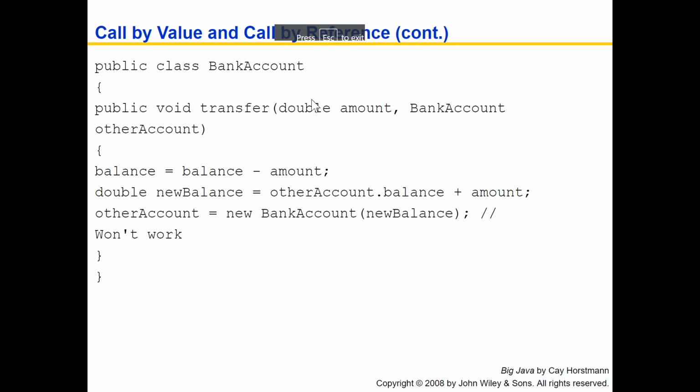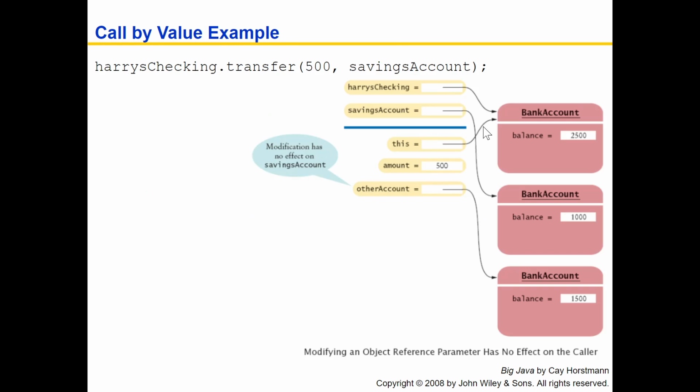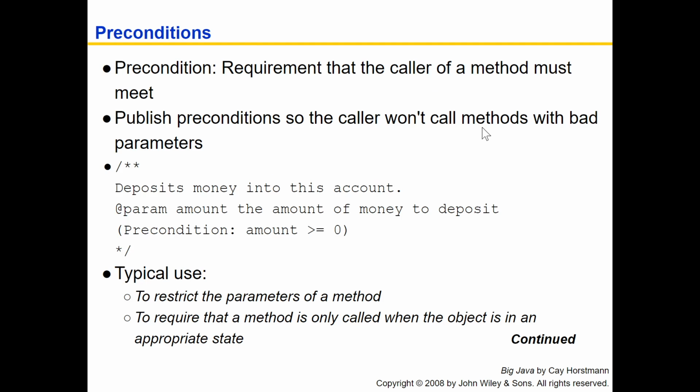So we've got this transfer with an amount and a bank account. We're saying, all right, subtract the amount from the balance, and then the new balance is going to be the other balance plus the amount, and then the other account is equal to a new bank account. Well, this won't work. It's not a good design decision. So what we need to do is design the classes so that you can make a balance change, and then the change will be reflected in the proper object, right?